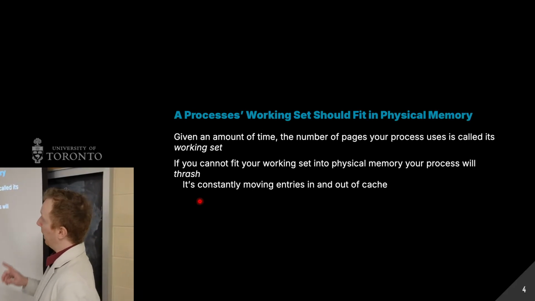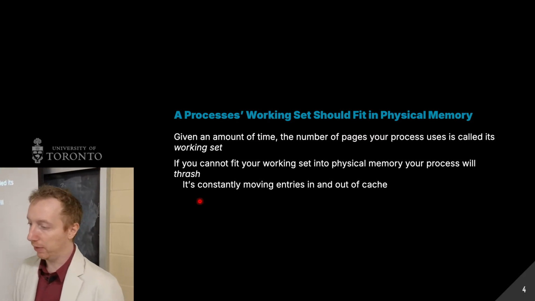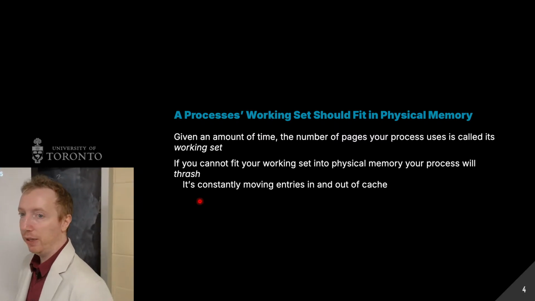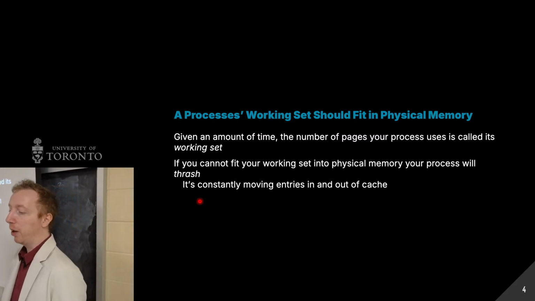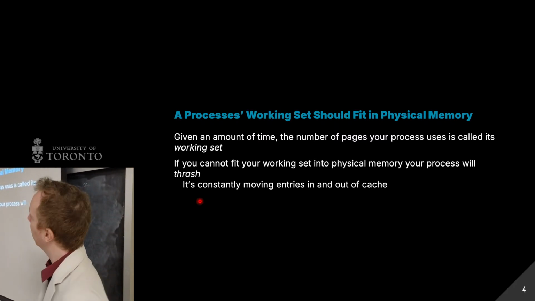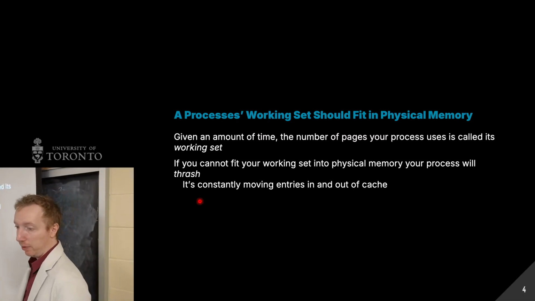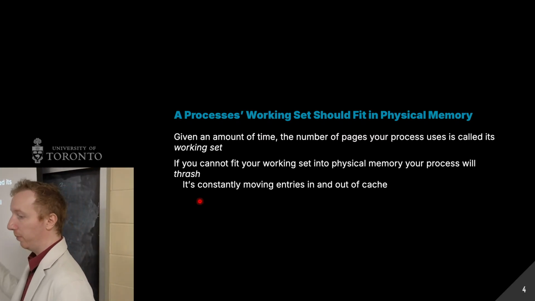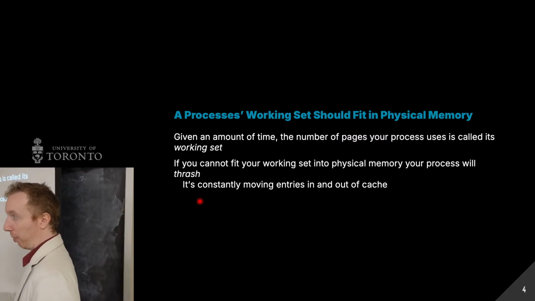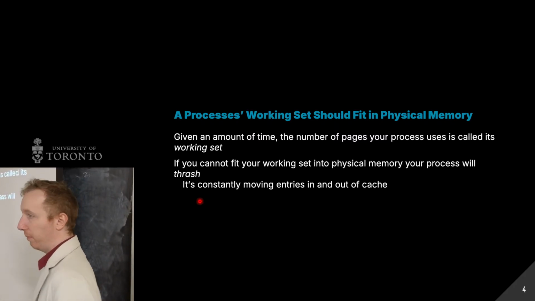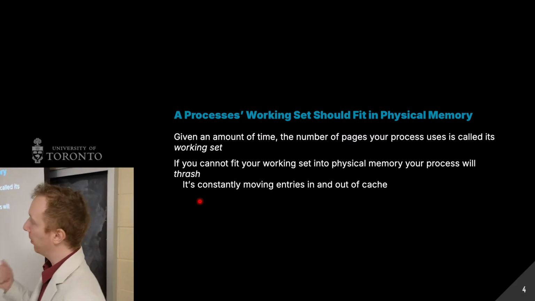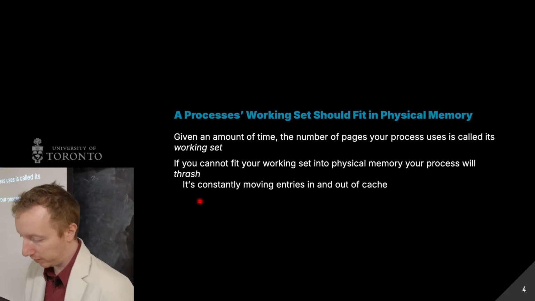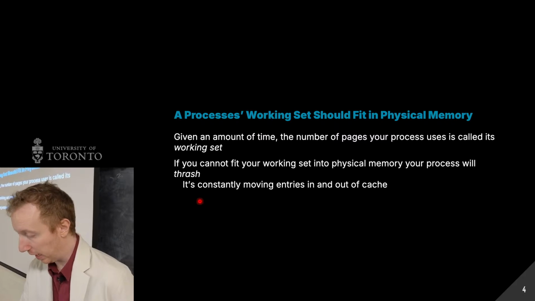So a process's working set, that's our only fun definition for the day, should fit in physical memory. A working set, given an amount of time, is the number of pages your process uses. If its working set is not all in memory at once, then your program is going to go very, very slow because it can't fit that working set into physical memory. Your process will do something called thrash, meaning the pages will go back and forth between the disk and memory over and over again, and it will make your program even slower. So we want to avoid that at all costs if you care about performance at all.